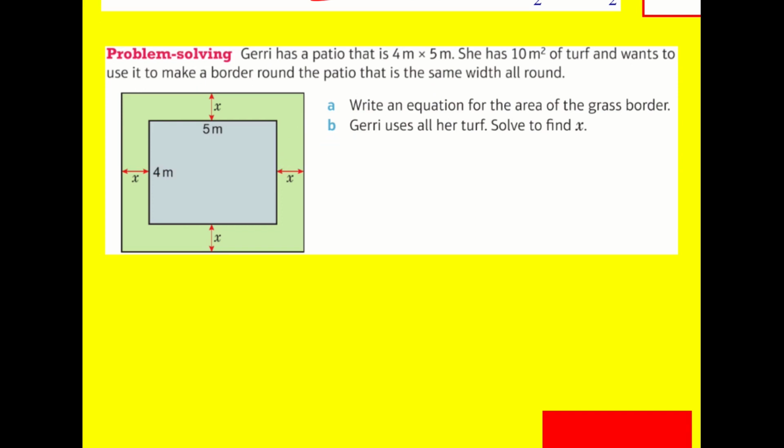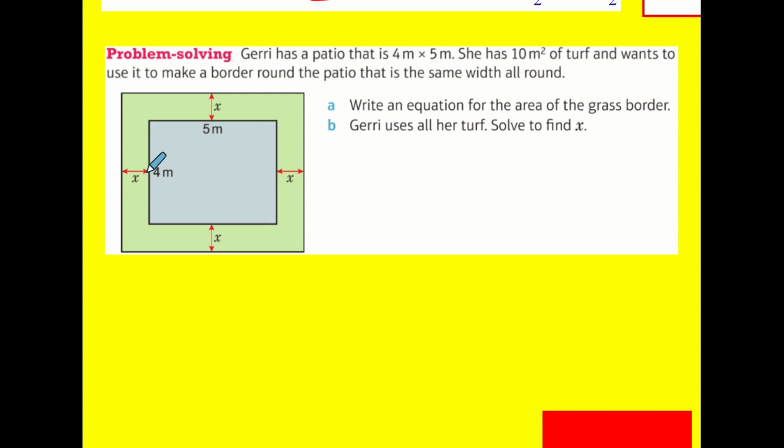Who knew that we could do this using quadratics? But next time you are putting turf around a patio, think about using this knowledge. Okay, and we're trying to write an equation down for the area of the grass border. Well, this is going to be the area of the whole thing, the whole rectangle, minus this middle bit, and that's going to equal 10. So we can create an equation.